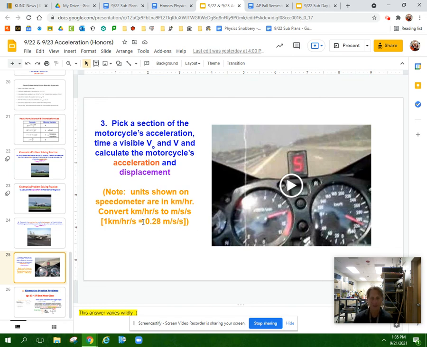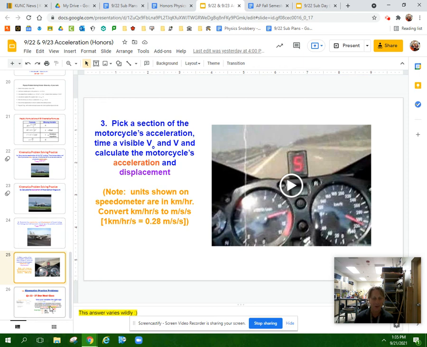So do a conversion and then figure out the acceleration and then the displacement that the motorcycle would have done during that time frame. Now, notice the displacement is going to be different than before because you're actually having an initial velocity and a final velocity, and one of them is not zero. So both of them are some significant number. So that's going to change your displacement there too.